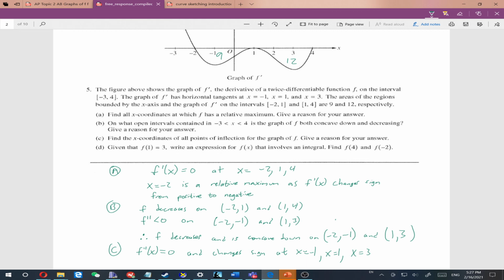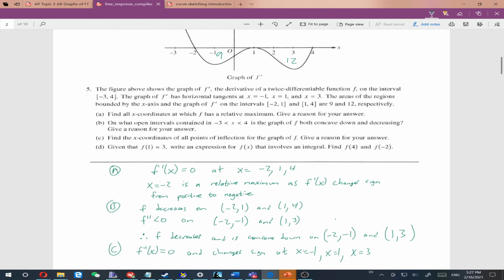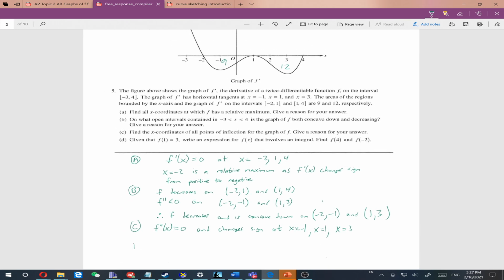For part D, given that f of 1 is 3, I want to write an expression for f of x that involves an integral, and then use it to find f of 4 and f at -2. Okay, so let's get a general form first. f of x should be equal to just integral.